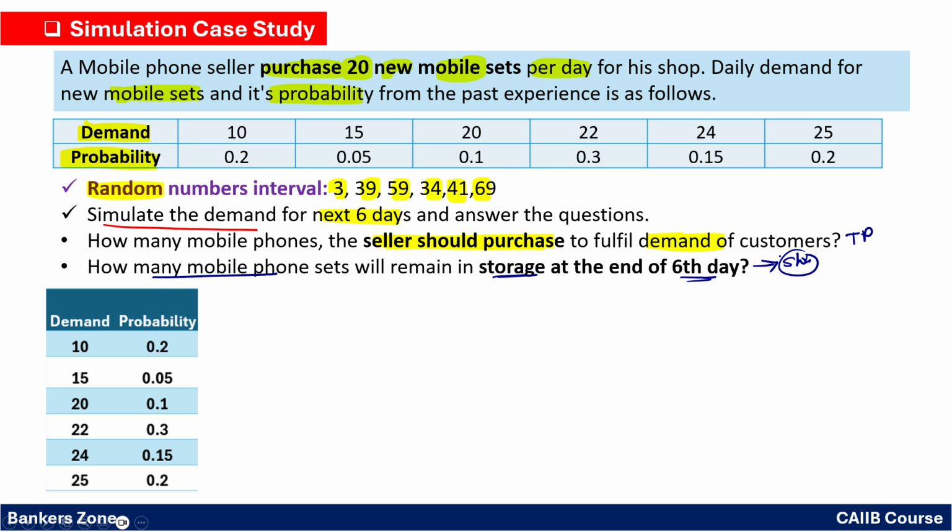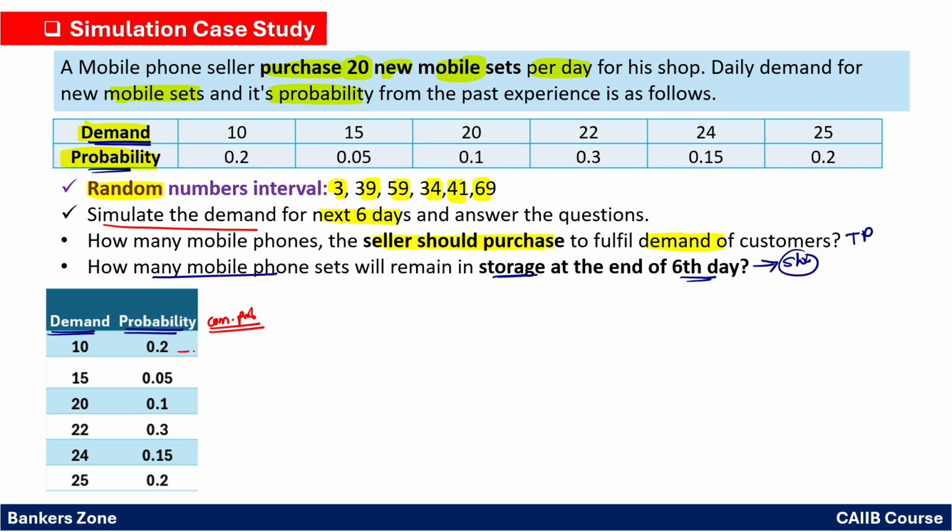Now see how to solve. In the first step, they have given the demand and the probability, so I will simply write down whatever demand and probability they have given. In the next step, I will find the cumulative probability. What is cumulative probability? Very simple.